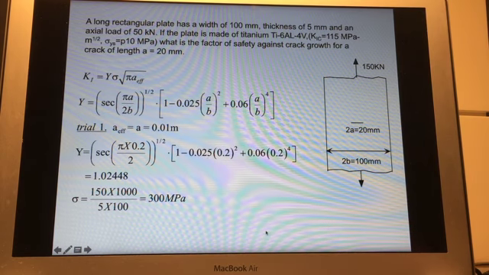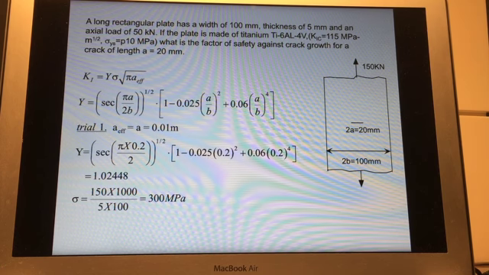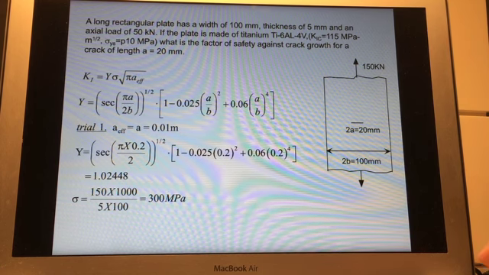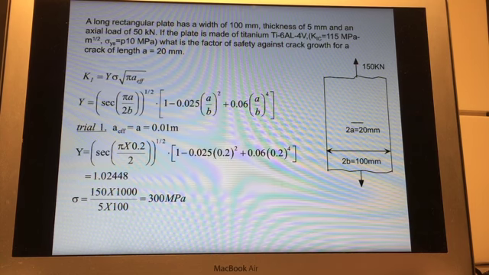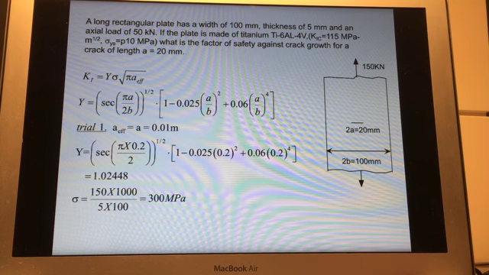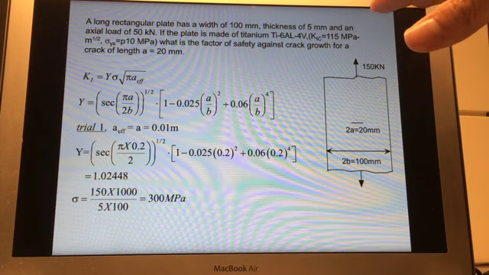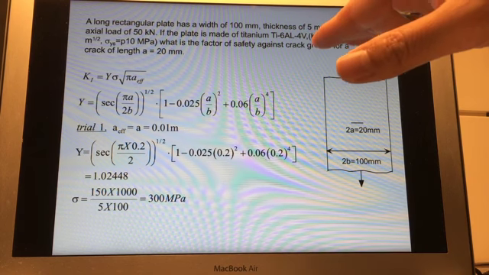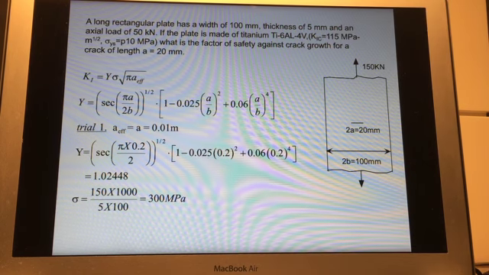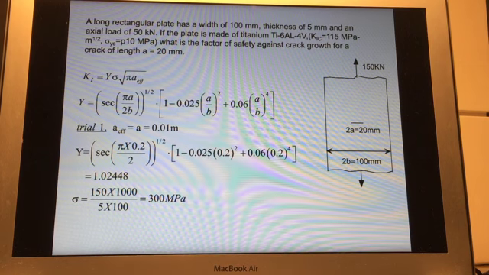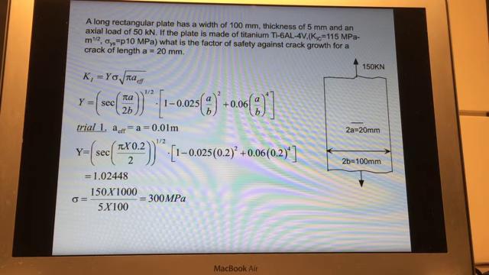And here there's an example. Given the time, I'll stop here; it's already 26 minutes. You're encouraged to go through these 2 pages and look at this example. It's pretty simple: they give you the width, the thickness, and the loading, and they give you the KIC and the yield strength, which are material properties.